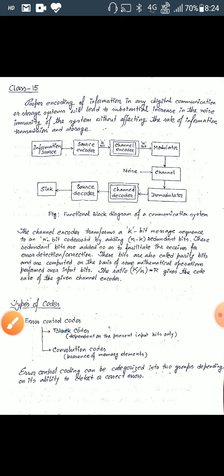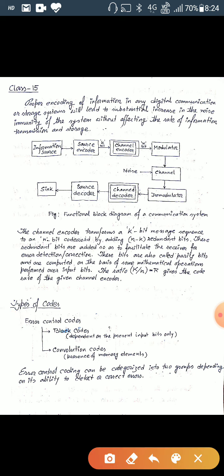According to the type of modulation, that particular n-bit code word is passed through the channel. It then comes to the receiver side, with the first step the demodulator, then the channel decoder, then the source decoder. After that, it arrives at the sink position.